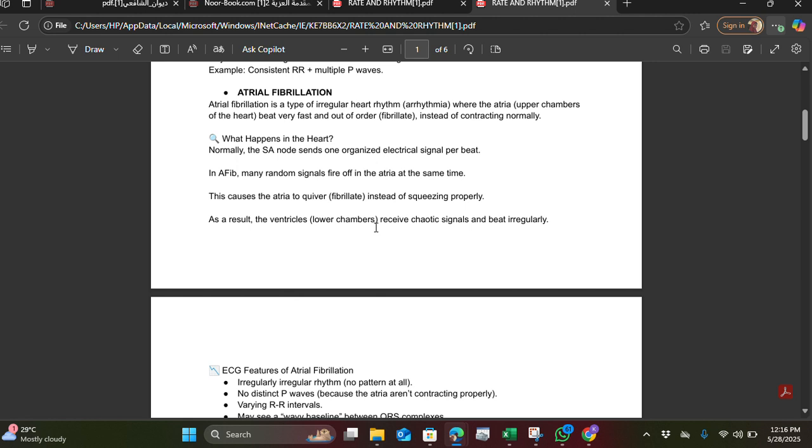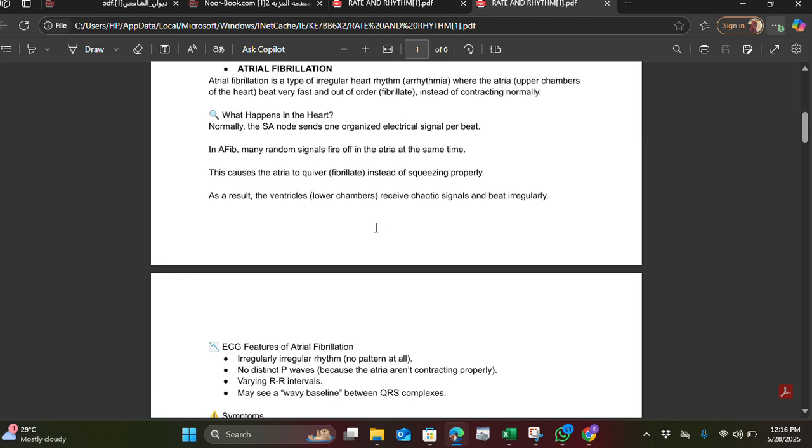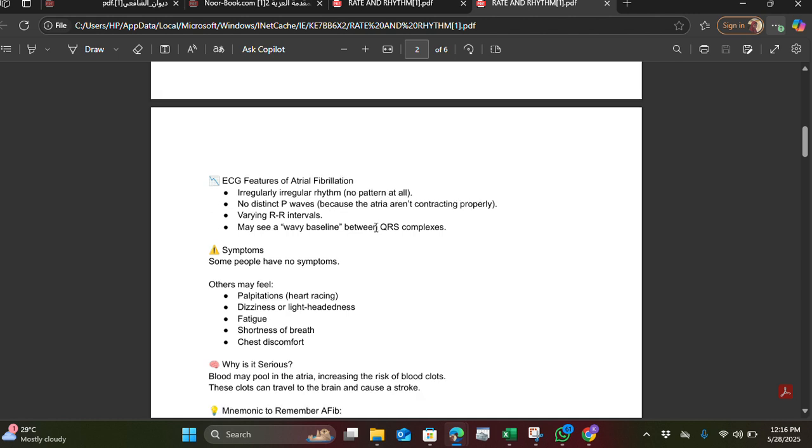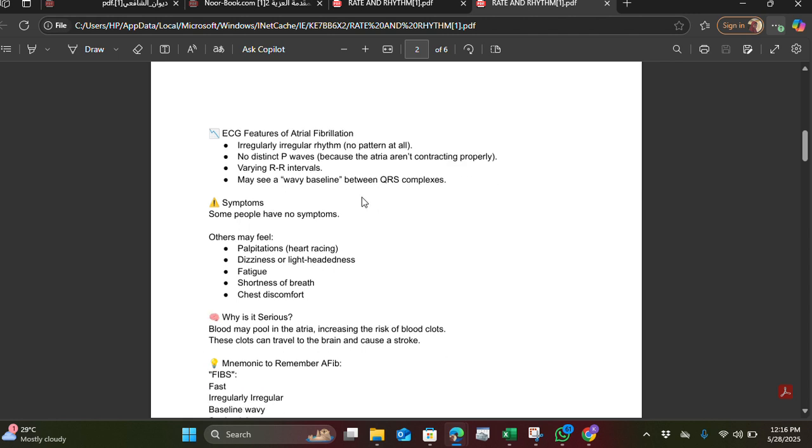So your ventricles will not be able to squeeze out blood properly, and they will not be able to distribute blood. When I'm not receiving enough blood, how do you want me to distribute blood to every other organ in the body? See? So the ECG features of atrial fibrillation, this is the most important part.